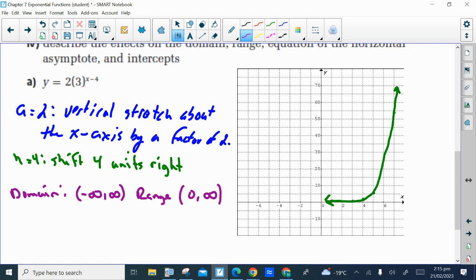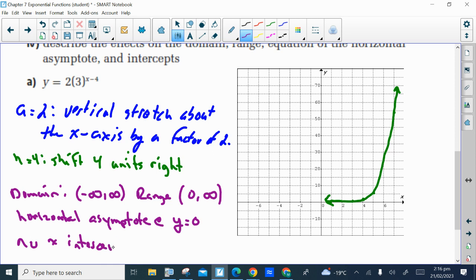We have a horizontal asymptote as an equation. Remember that an equation must have an equal sign and a variable. It is the line y equals 0, the x-axis. There is no x-intercept, because the x-axis is our asymptote.